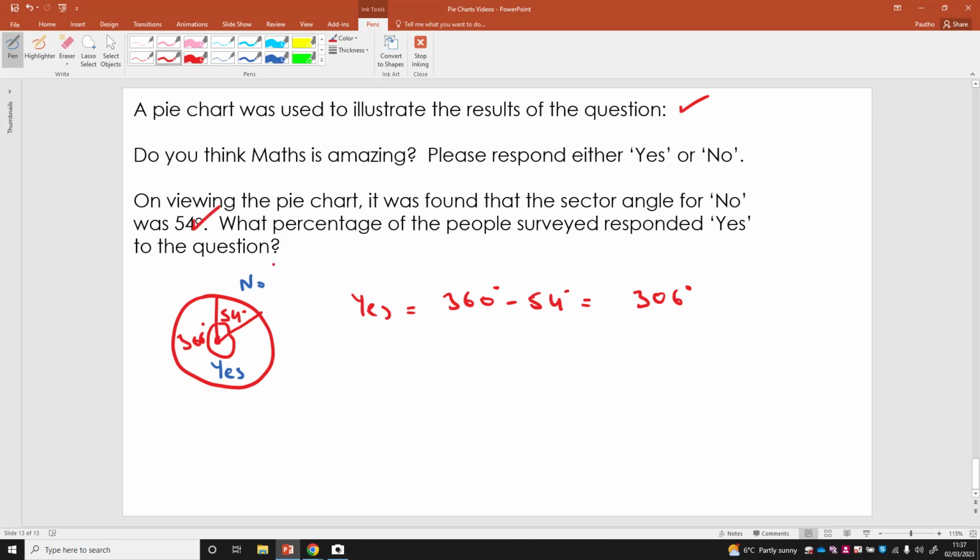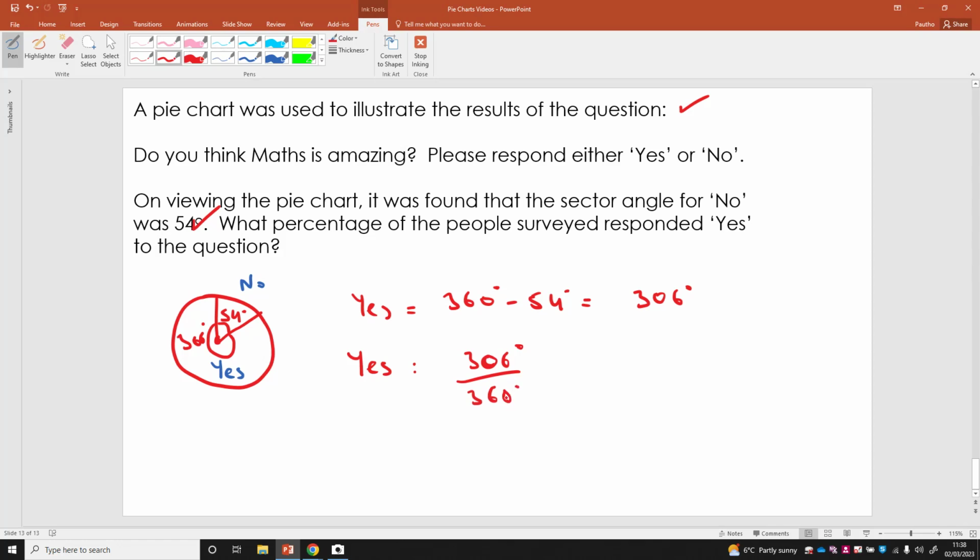Right, so I've taken care of this as well. I've done what I can with it. What percentage of the people surveyed responded yes to the question? Well, you may think you can't do this because there's no sample size. I'm like, where's the sample size? It's not there. But there is a way to do it, because for the yes, I hope you agree that as a fraction, 306 degrees out of 360 degrees is taken up by yes.